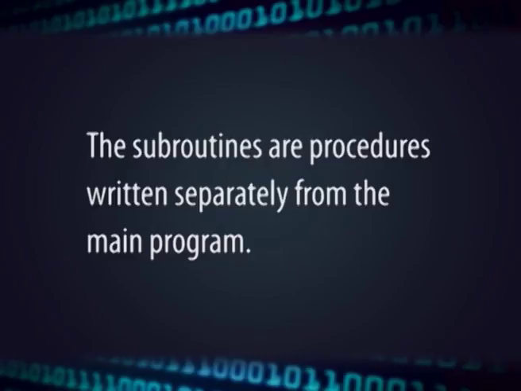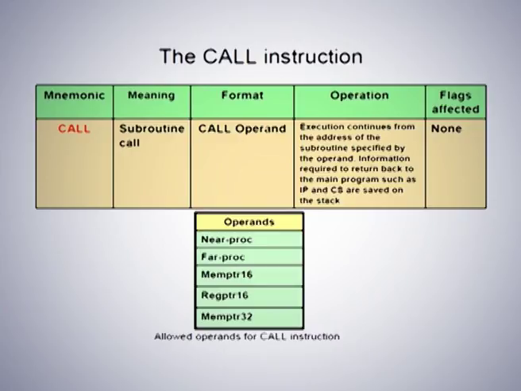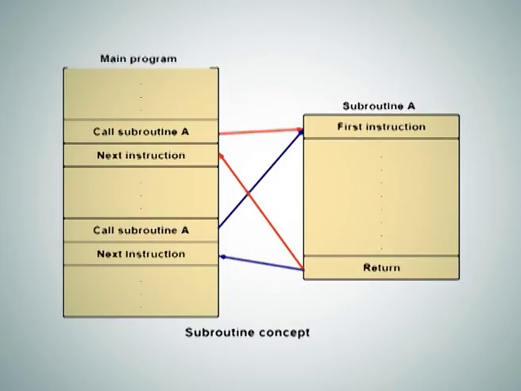Next are the instructions of the 8086 microprocessor related to subroutine call. The subroutines are procedures written separately from the main program. The main program, in order to execute the code within the subroutine, calls the subroutine with the call instruction. When a call is made to the subroutine, the program control is transferred to the beginning of the subroutine. When the last statement of the subroutine is executed, the program control is transferred back to the next statement of the main program written after the call to the subroutine.